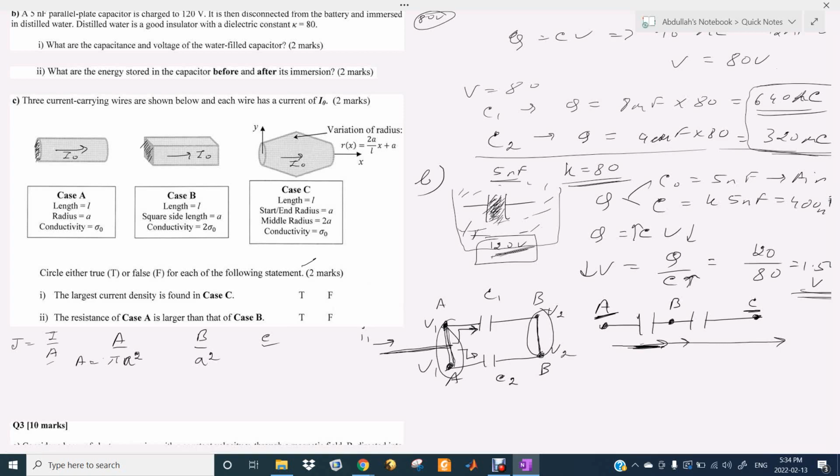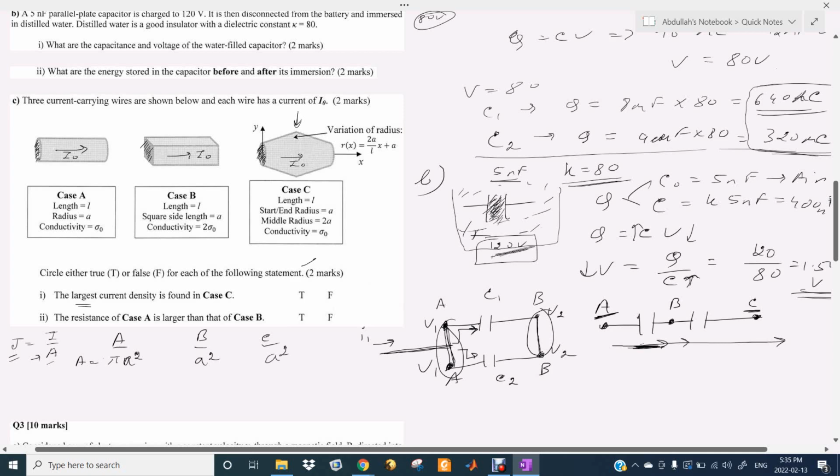Now for case C, the area is changing. What you want is the maximum of the current density. You could take the area of the thicker region, but what you need is the largest current density, and for that the area has to be smaller. So why don't you take this smaller area, which is also a square, right?